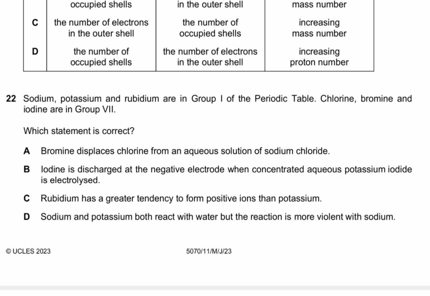Sodium, potassium, and rubidium are in group 1, and chlorine, bromine, and iodine are in group 7. Which statement is correct? We have to correct statement हमने select करनी है यहाँ पर. So here we have the options. Bromine displaces chlorine from an aqueous solution of sodium chloride. No, bromine displace नहीं कर सकती.